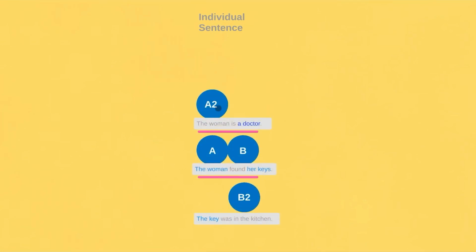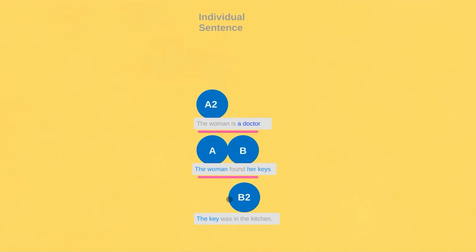There are three individual sentences. A1. The woman is a doctor. A1 means subject. The subject is the woman. Sentence number 2. The woman found her keys. A referred to the woman. B referred to her keys. And the first sentence, the key was in the kitchen. And you can easily notice that B2 referred to the key too.